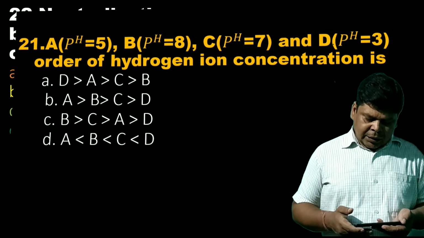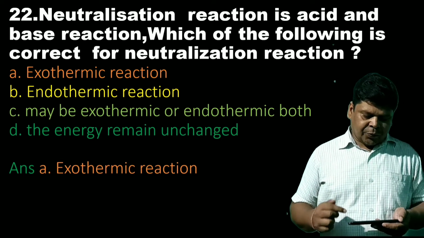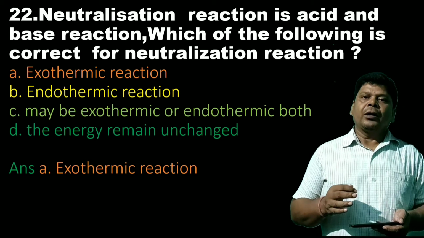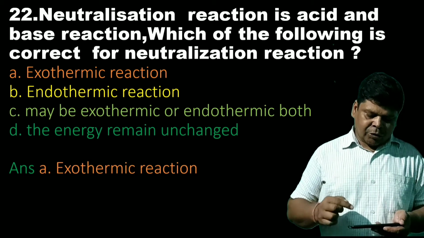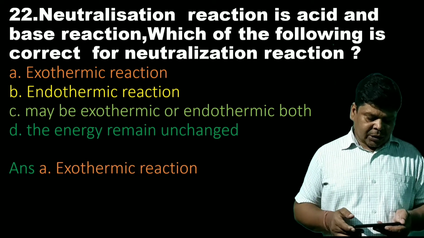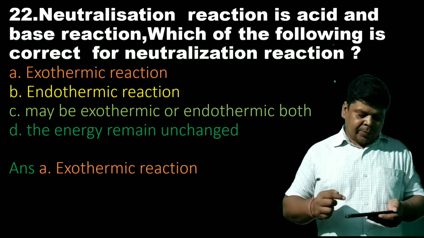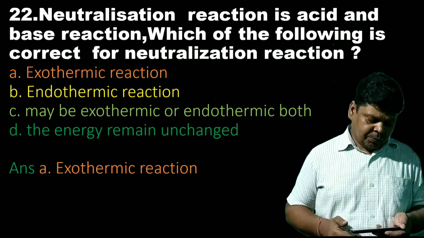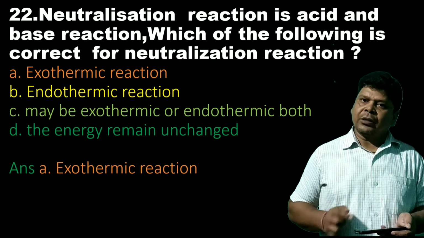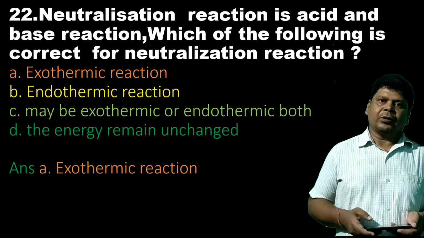Question: neutralization reaction is acid and base reaction. Which of the following is incorrect for neutralization reaction? It is exothermic reaction. It is endothermic reaction. It may be exothermic or endothermic both. The energy remains unchanged during the neutralization reaction. Neutralization reaction is exothermic reaction. This one is correct option for neutralization reaction.